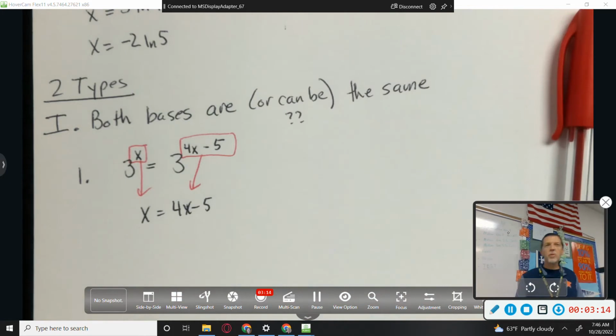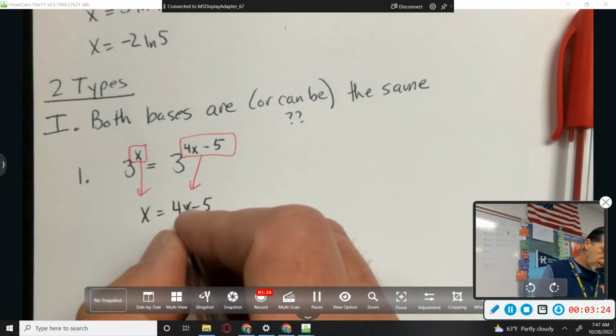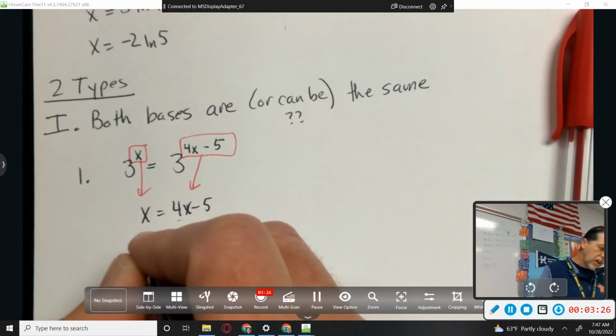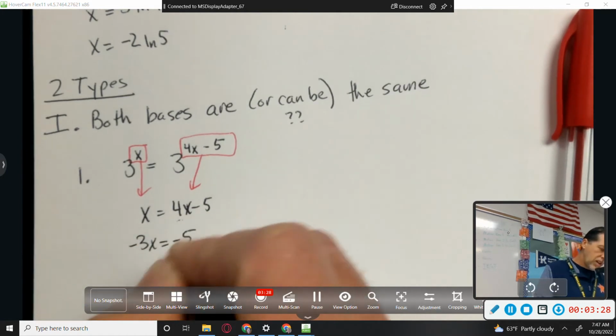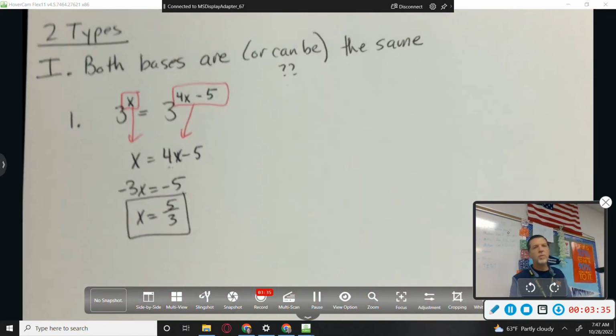So that would probably be our favorite type of exponent equation, because after one step, it's not really even an exponent equation anymore. It's just set the exponents equal to each other. Let's see, subtract 4x from both sides. Divide both sides by negative 3. That's pretty easy.